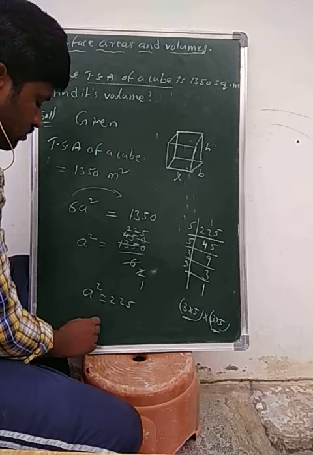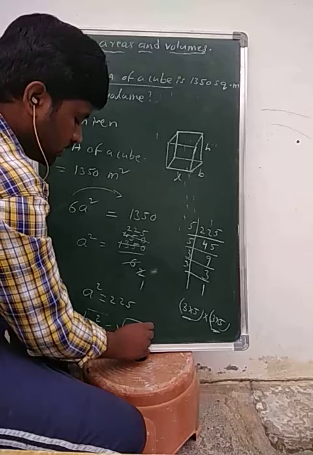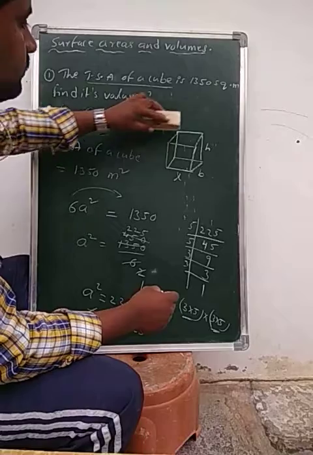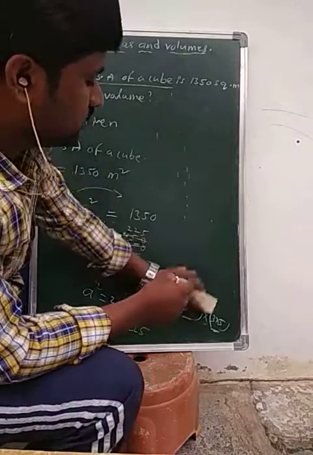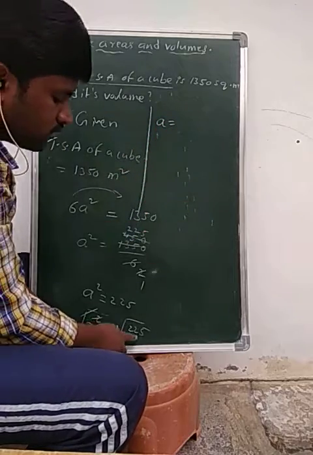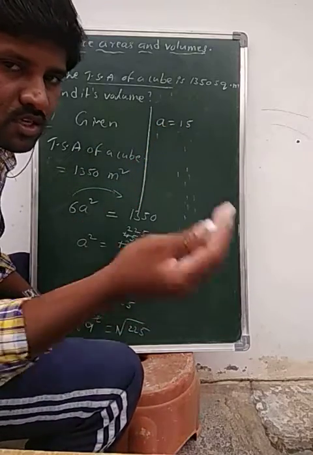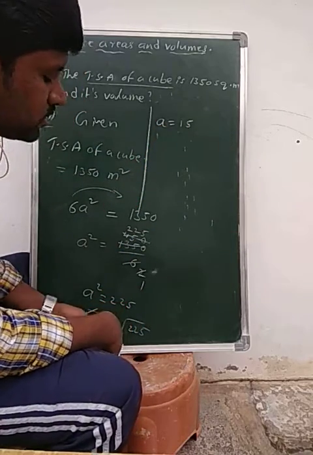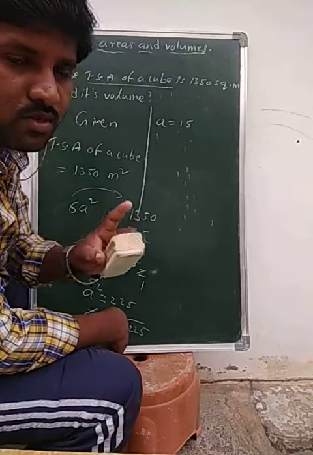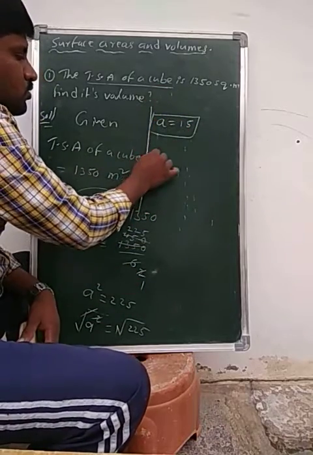So if we apply root on both sides, a square is equal to under root of 225. So square root cancels with square. Now we get a is equal to under root of 225. Just now we saw here, that is 15 square, that is 225. So 225 is a perfect square number. Now we get the side of a cube. So what is the volume?